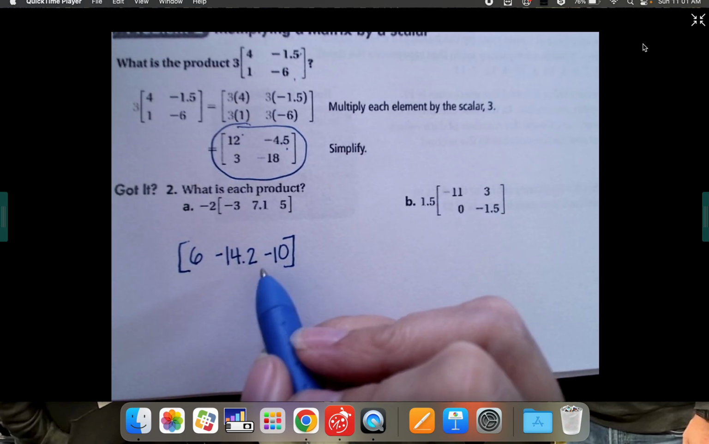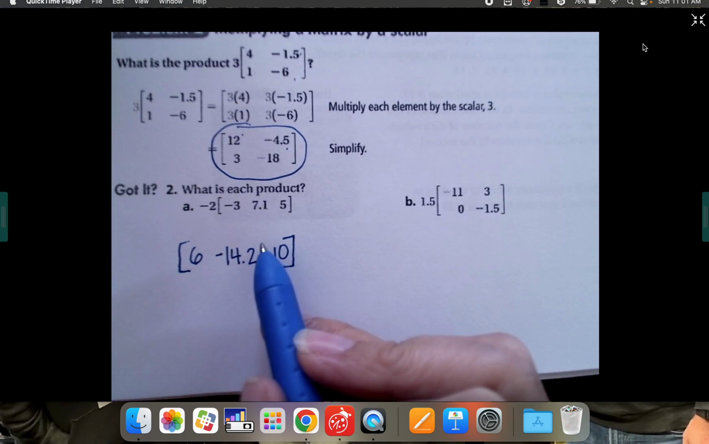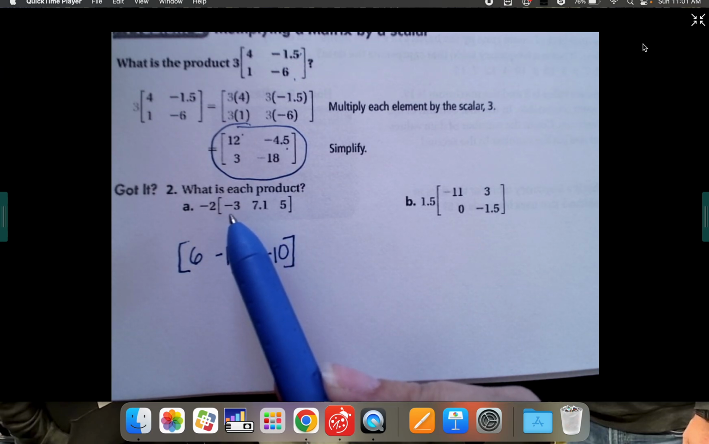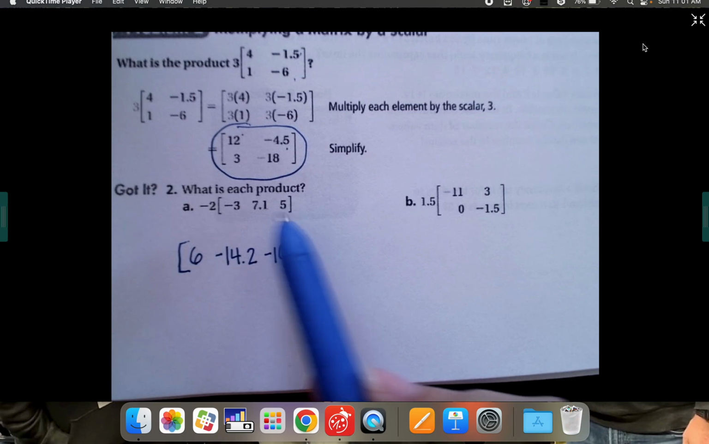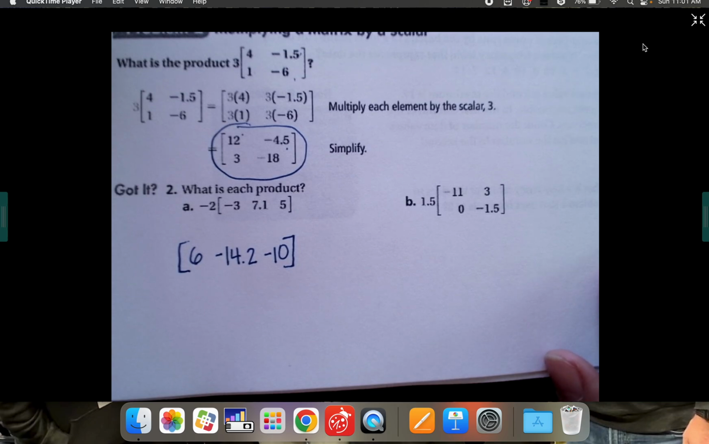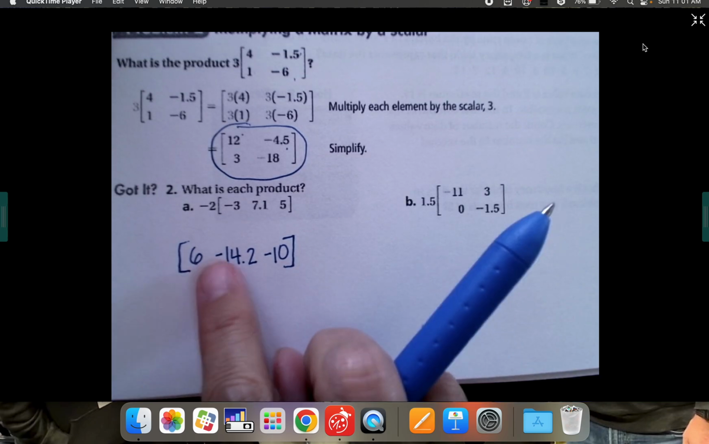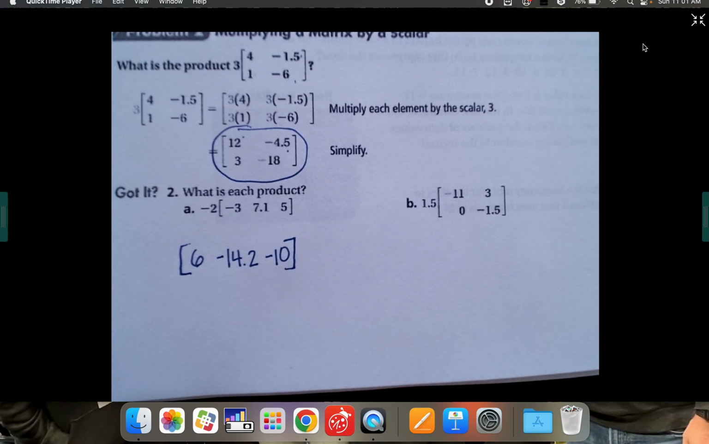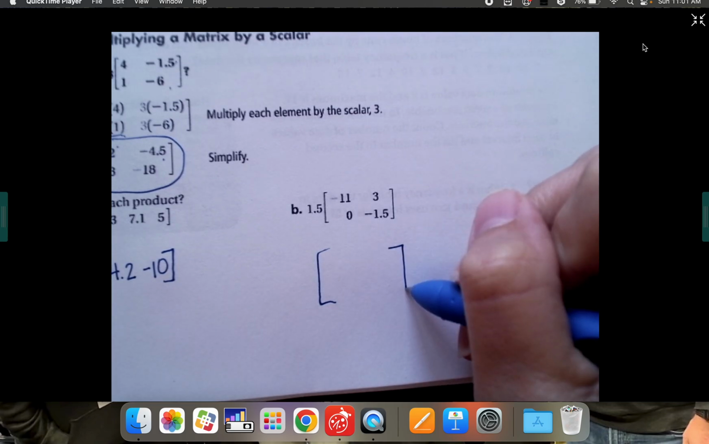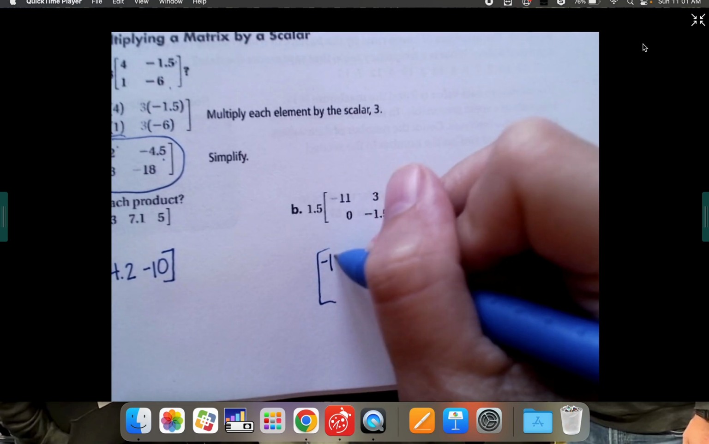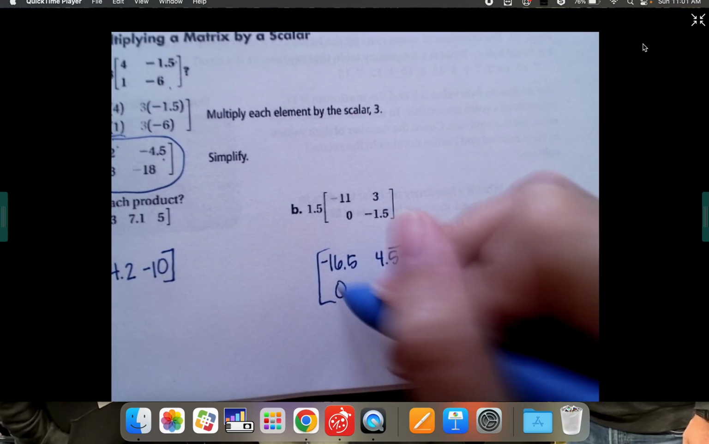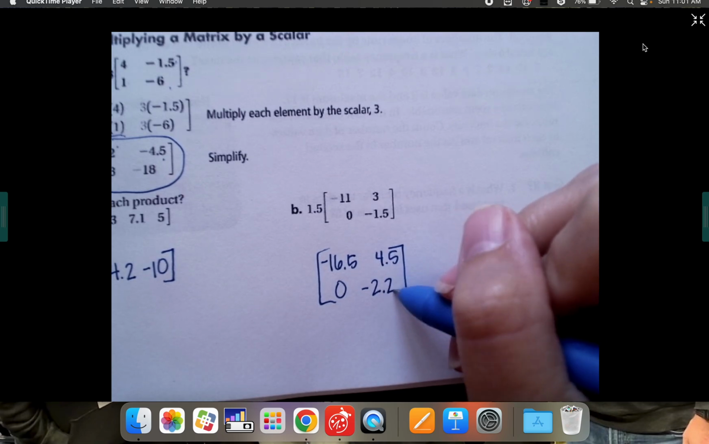You do not need commas between, but you really should leave enough space. Mine, I probably should have written a little bit smaller or left a little bit more space because in a matrix, you can tell there's a clear division of where those numbers stop. And I didn't do a very good job of that. So there's not commas between, but just leave enough space in between that you can tell how it's supposed to go. Okay, last one, 1.5 times all of these would mean it's a 2 by 2 matrix, and the answers should be negative 16.5, 4.5, 0, and then negative 2.25.